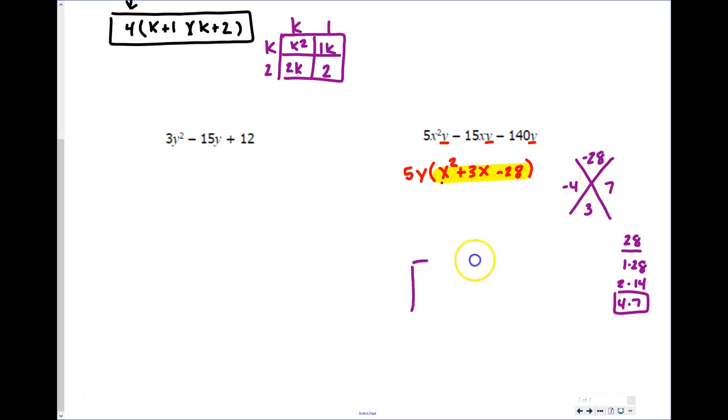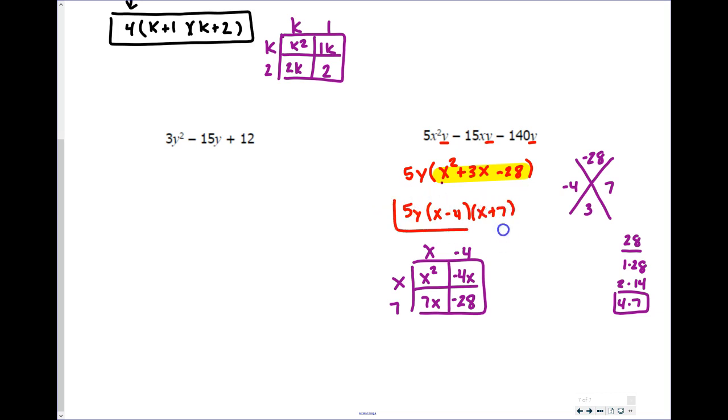So I'm going to do my Punnett square, put all my info in, negative 28 here. Again, don't use the first one, use the second one. X squared here. From my numbers, I know that negative 4x goes here, positive 7x goes here, and now I just fill in the outside to make it match. And so my final answer for this problem is going to be 5y times x minus 4, x plus 7. Okay? Alright, the last 2 are up to you.